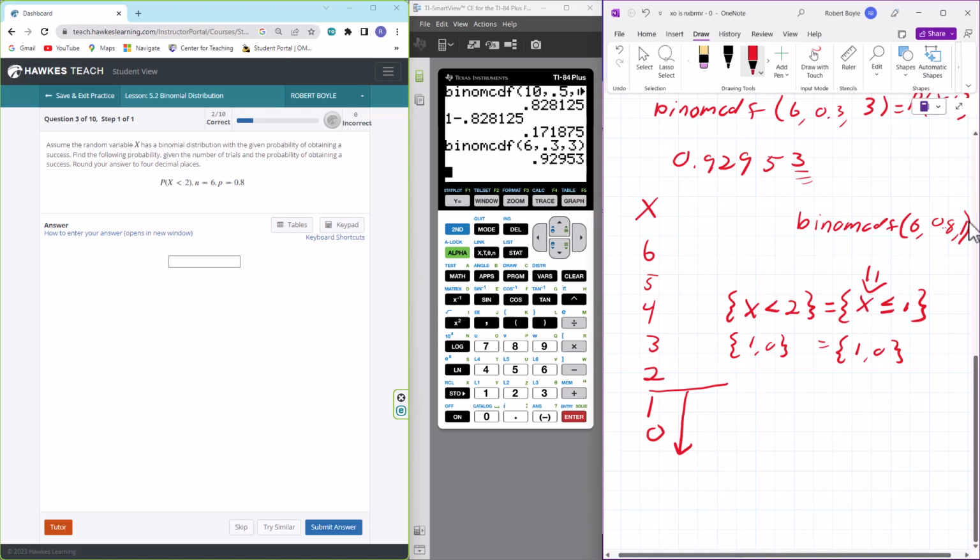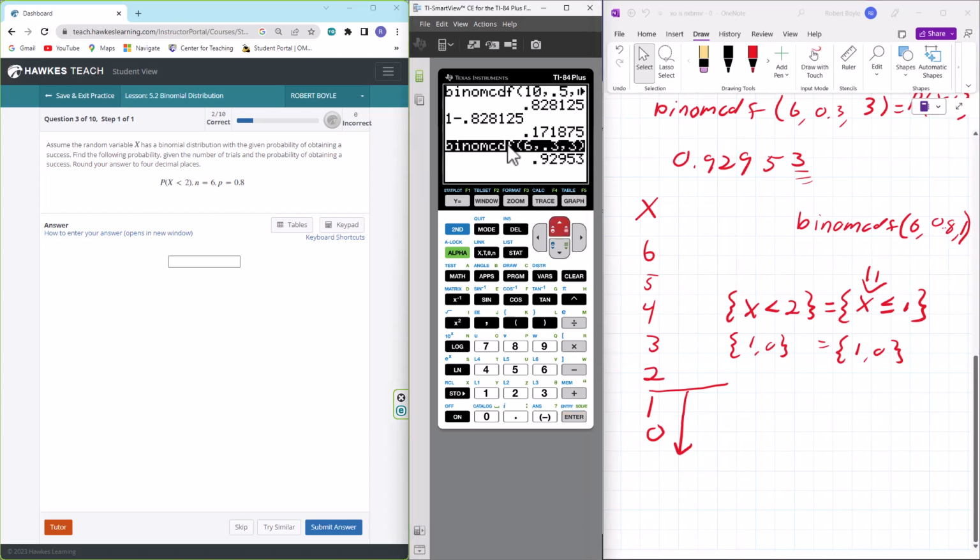Now I could go and do second distribution, or what I can do is go ahead and highlight the history. Here, right here is binomial CDF. I can highlight that, hit enter, bring it down, and go ahead and edit it. I don't need to edit the 6. We have 6 trials. I do need to edit p. That is now 0.8. And now x is going to be equal to 1. Okay, so there we go. We have n is 6, p is 0.8, x is equal to 1 because of our argument here.